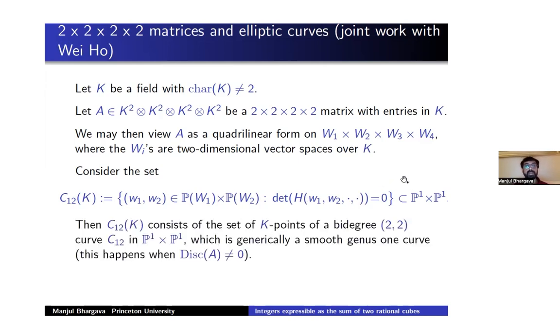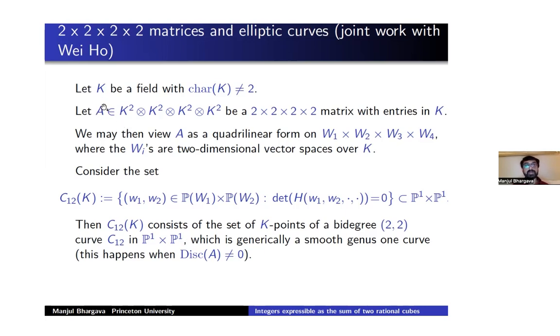Then C12 of k consists of the set of k points of a bi-degree (2,2) curve in P1 cross P1, because the determinant is a degree 2 function on this 2x2 matrix. It's degree 2 in each direction, in both W3 and W4. And so it's a (2,2) curve in these two coordinates. So C12 of k is a curve in P of W1 cross P of W2 defined by a (2,2) form, and so it's generically a smooth genus 1 curve.